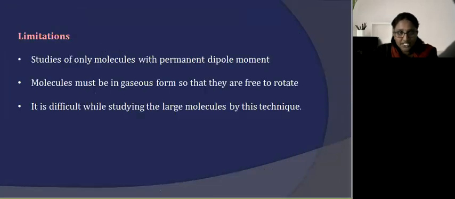It has some limitations. Only molecules with a permanent dipole moment can be studied, and the molecules must be in gaseous form so they are free to rotate. It is also difficult to study large molecules by this technique.